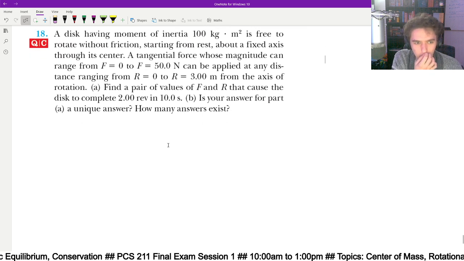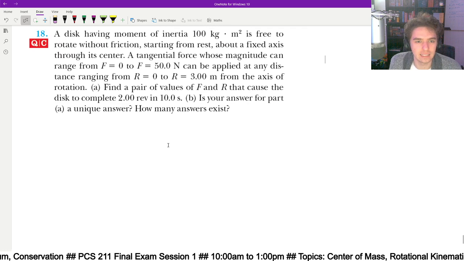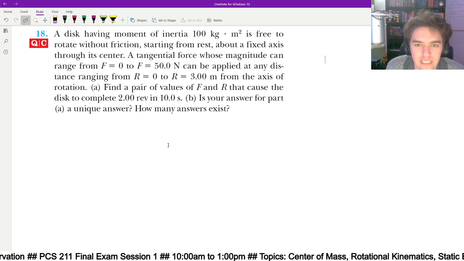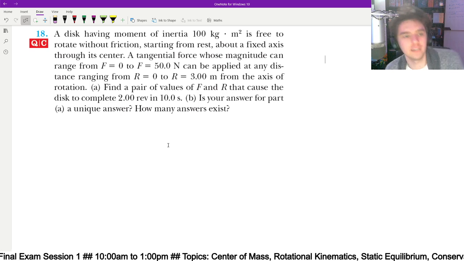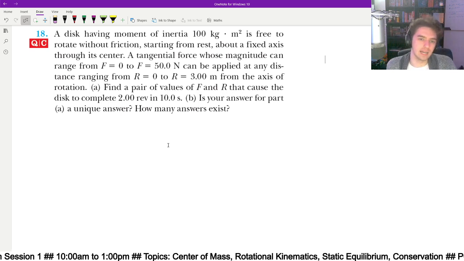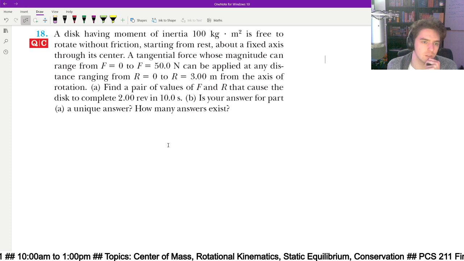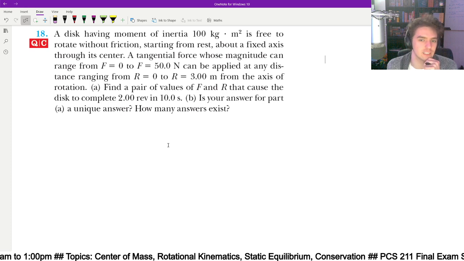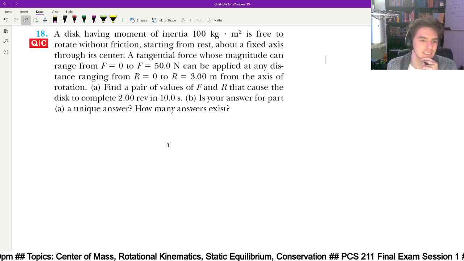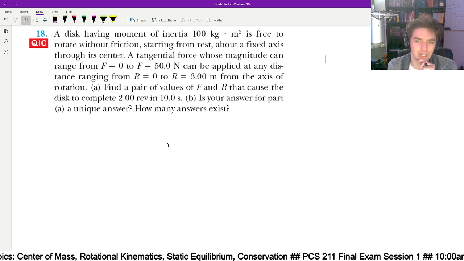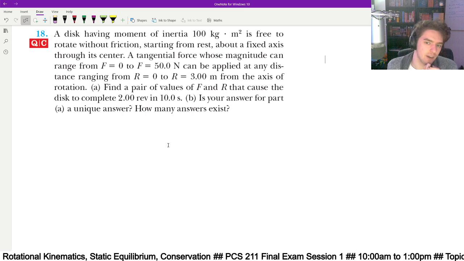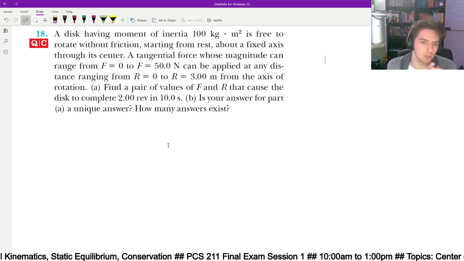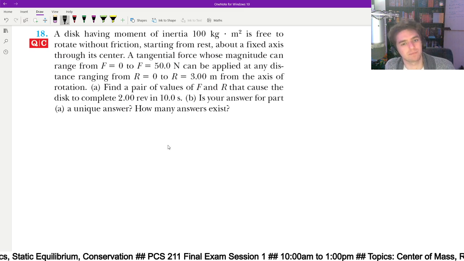Okay. So a disk having a moment of inertia, which is that, is free to rotate without friction, starting from rest about a fixed axis through its center. A tangential force whose magnitude can range from 0 to 50 can be applied at any distance from r equals 0 to r equals 3 from the axis of rotation. Find F and R that cause the disk to complete 2 revolutions in 10 seconds.